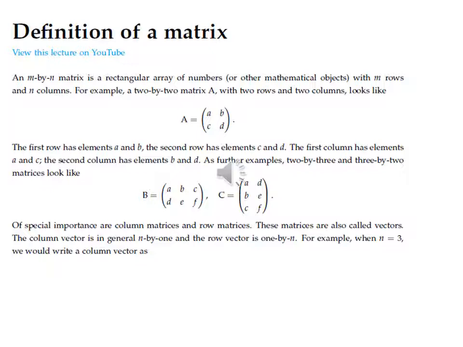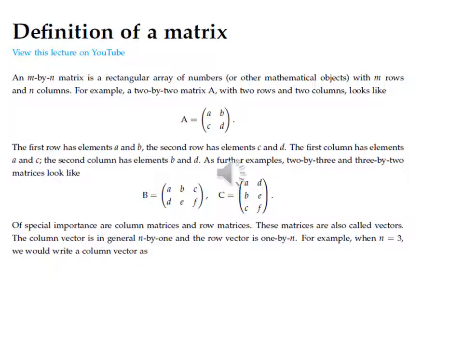For example, a 2 by 2 matrix A with 2 rows and 2 columns looks like A equals a, b, c, d. This is a 2 by 2 matrix, 2 rows and 2 columns. The first row has elements a and b. The second row has elements c and d. The first column has elements a and c, and the second column has elements b and d.